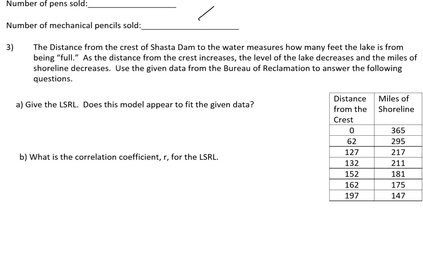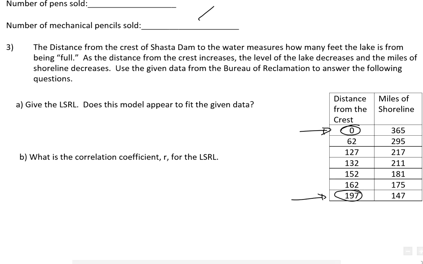And then the final problem that I want to preview for you is this one that involves some data. Shasta Dam has been kind of big in the news this year, but it's well on its way to being full. So the distance from the crest of Shasta Dam to the water measures how many feet the lake is from being full. If the distance from the crest is 0, it's completely full. And down here, it's not full, right? It's got a long ways to get full.